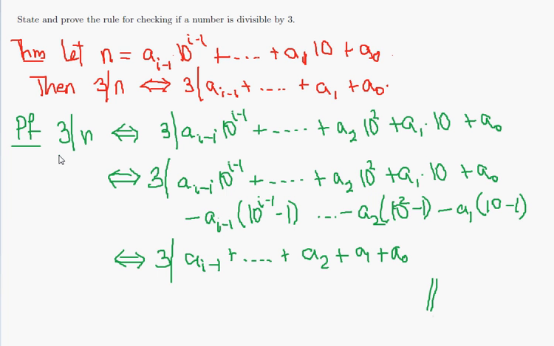So we use the lemma that we stated earlier, and also the lemma from class, that a number is a multiple of 3 if and only if the number minus a multiple of 3 is also a multiple of 3.